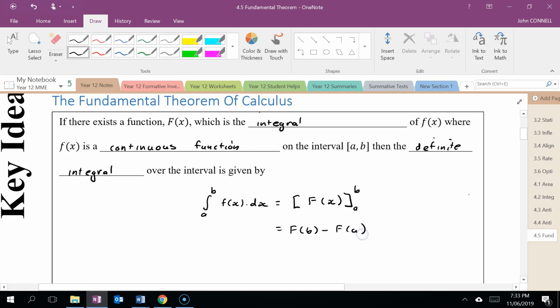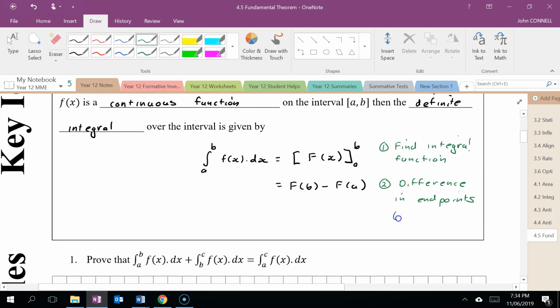So we've already seen this idea that to find a definite integral, we first of all need to find the integral function. And then the definite integral will be equal to the difference in the endpoints. But make sure that when you find the difference in the endpoints, you do right point, take the left point. It's important, because that's the only way it's going to work.